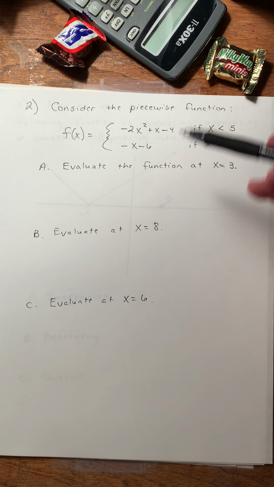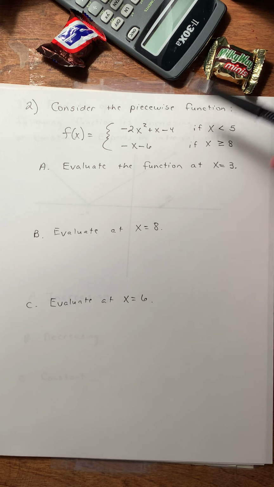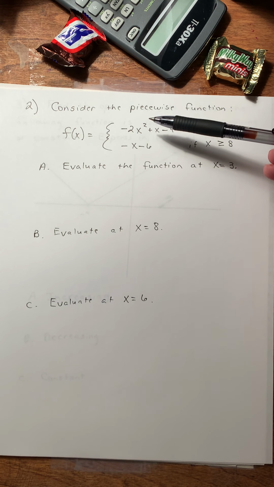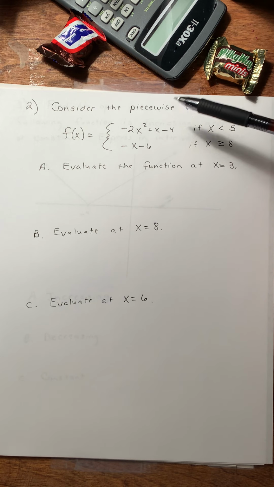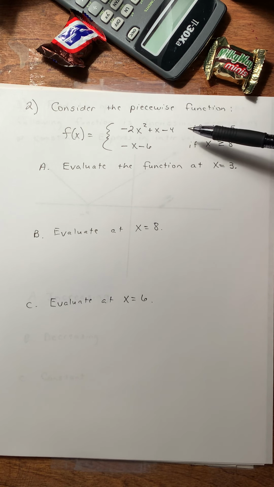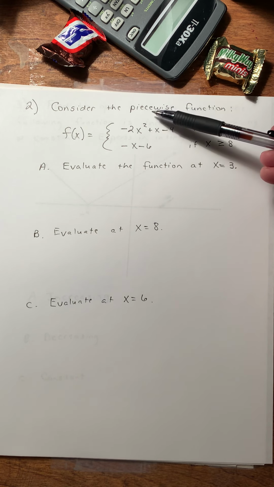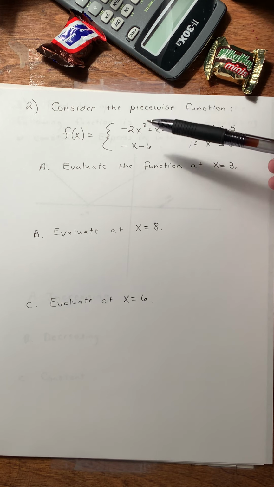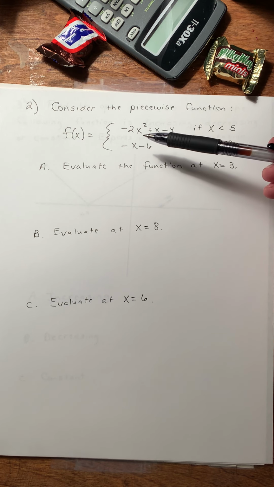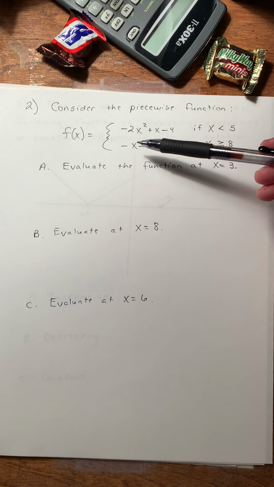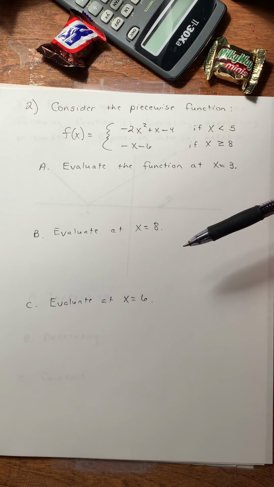All right, next, consider the piecewise function. Now, if you haven't looked at your video or if you haven't checked out your notes, you might not be familiar with a piecewise function. Best way to think of a piecewise function is it's a function that hasn't decided what it wants to be when it grows up. Or to think of it another way, it's a schizophrenic function. It's one thing at one time, it's another thing at another.